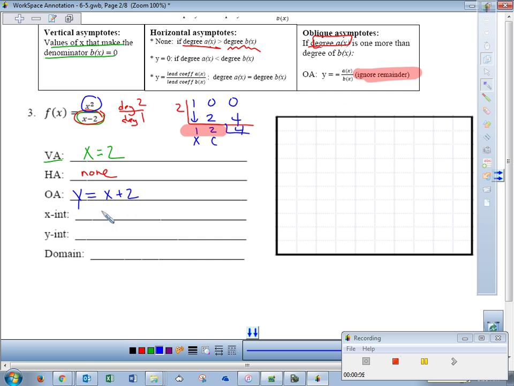Before we graph it, they want us to figure out where the x-intercept and the y-intercept are also. So, x-intercept is when y equals 0. So, this is basically y. If I let that equal 0, we have this. Watch this.